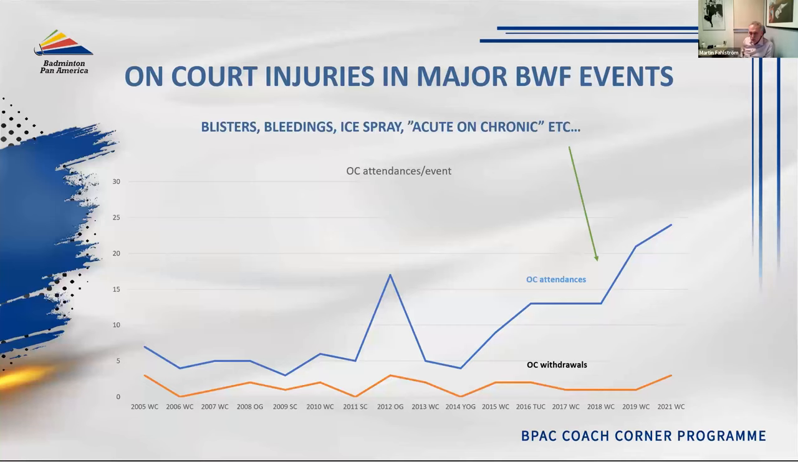And when we register the reason for the doctor to go on court, we can see that the majority of the cases are just pain. The players want ice spray or have blisters. They have been doing tiger jumps, falling on the floor, bleeding, and therefore not allowed to play until the bleeding has stopped. And what you can see on the orange line is that the withdrawals are about the same for the last 15 years: only 0 up to perhaps 3 players in a whole week withdraw from the competition or from the match due to injury on court.